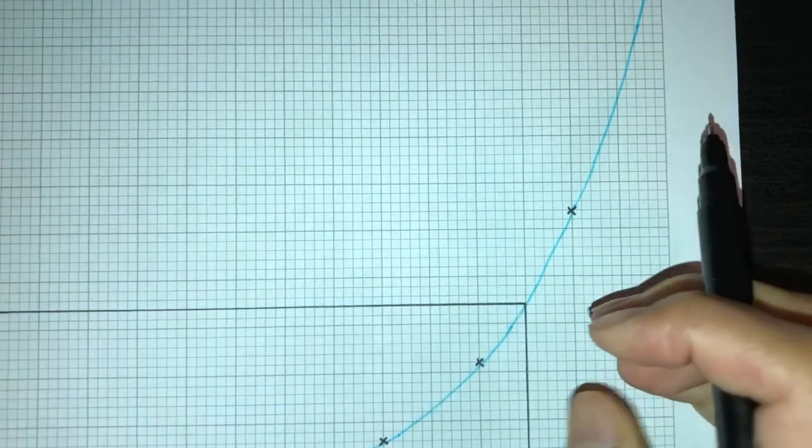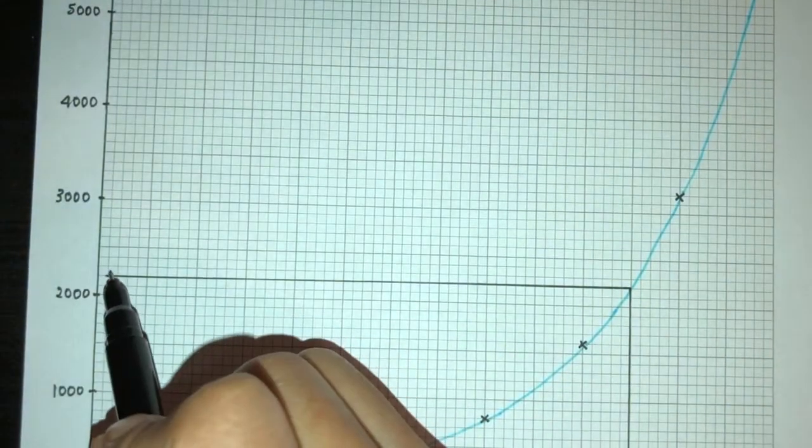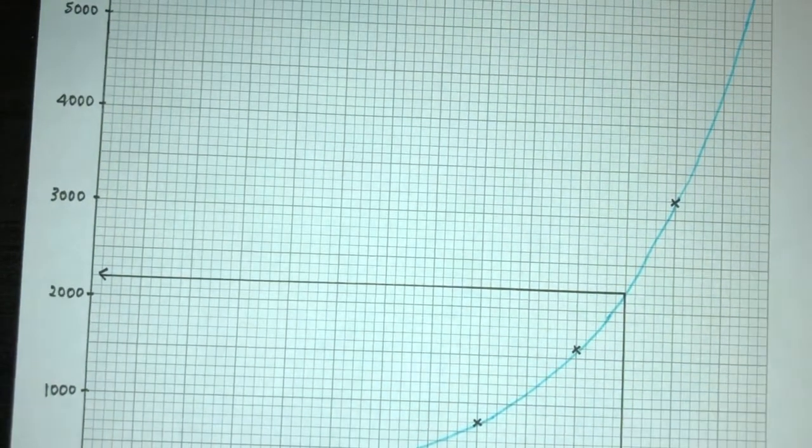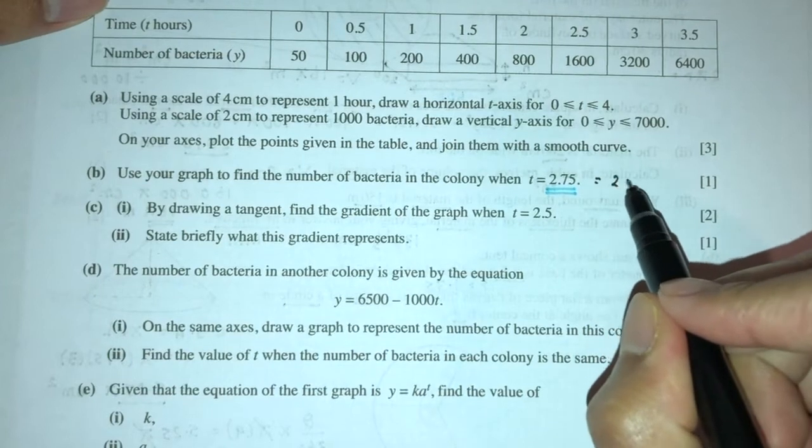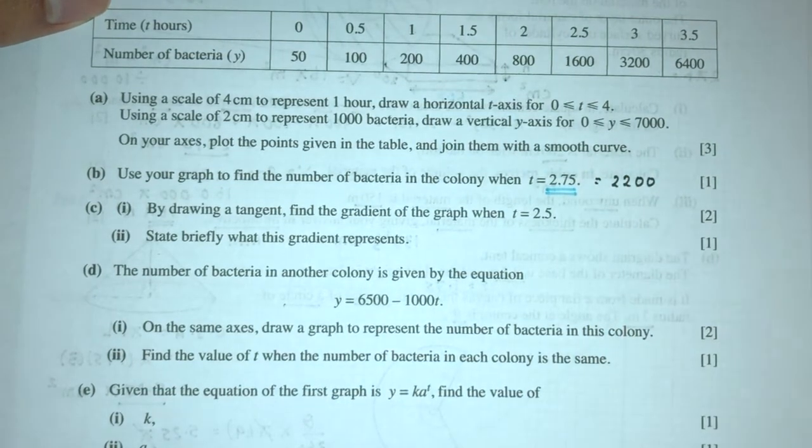So it is very important that you show how you find your answers. That is 2200 according to my graph. Your graph may be a bit different, but your answer should be shown on the graph. That is 2200 for my graph.